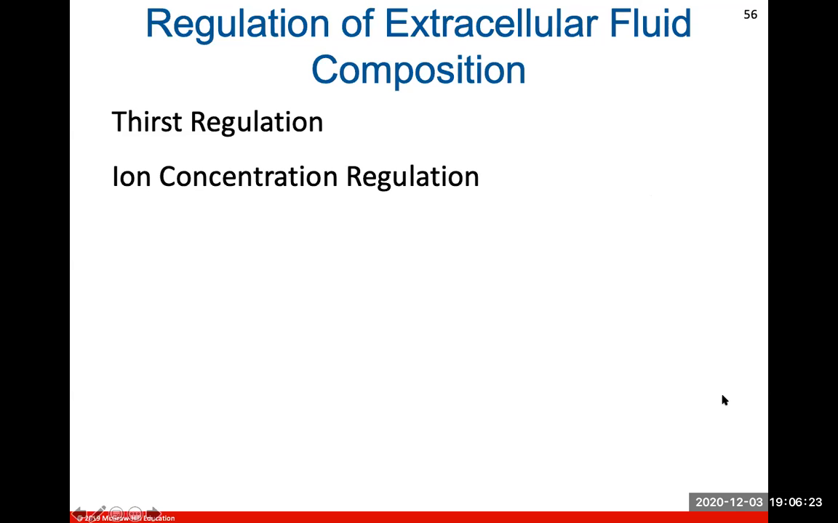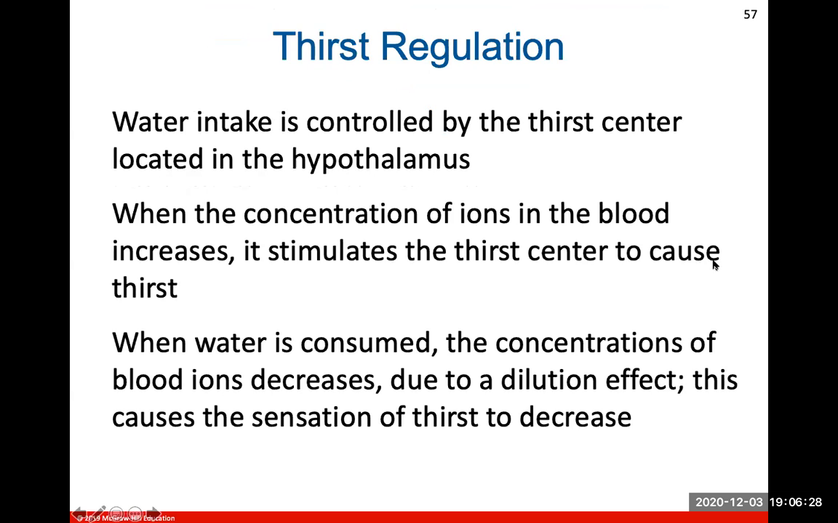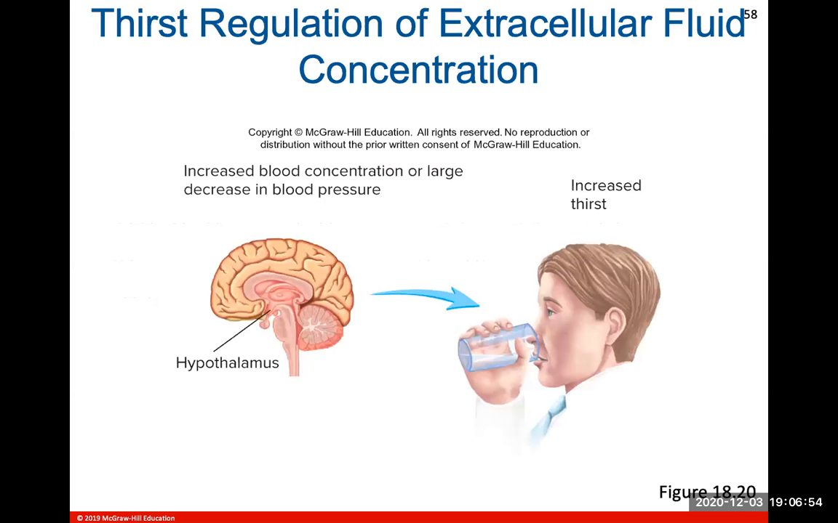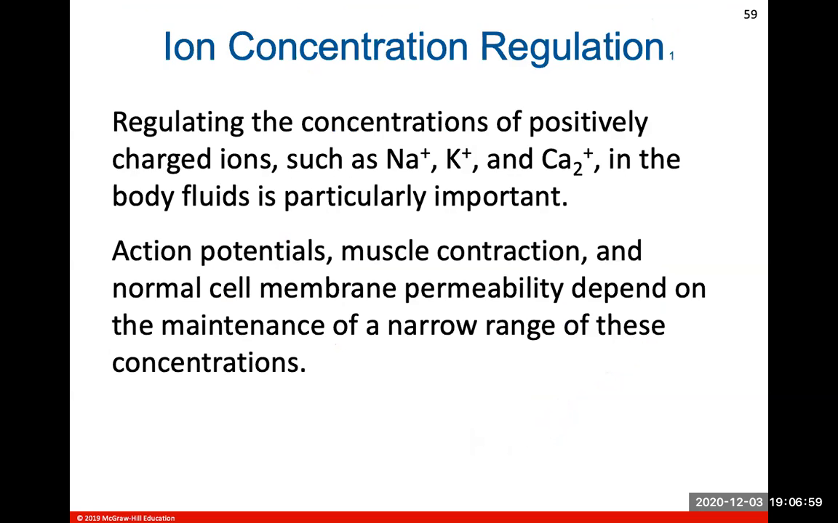The regulation of the extracellular fluid composition is due to thirst regulation and also ion concentration. Thirst regulation: water intake is controlled by the thirst center, located in the hypothalamus. When the concentration of ions in the blood increases, it stimulates the thirst center to cause thirst. When water is consumed, the concentrations of blood ions decrease due to a dilution effect, which causes the sensation of thirst to decrease. So that is the thirst regulation due to the hypothalamus.